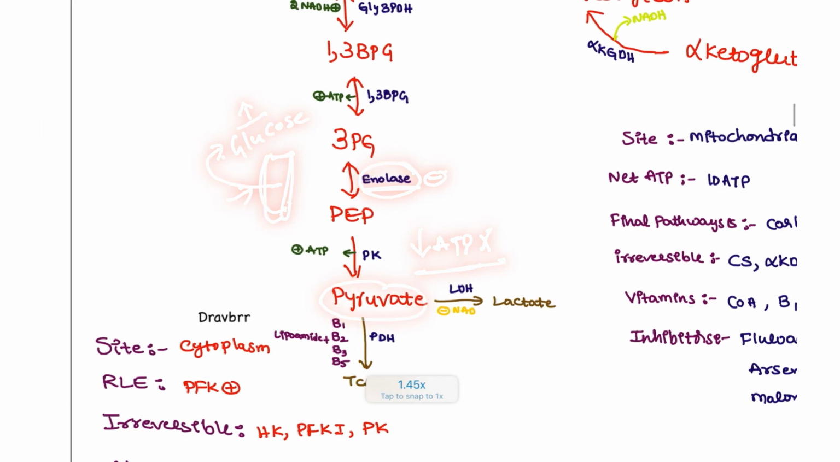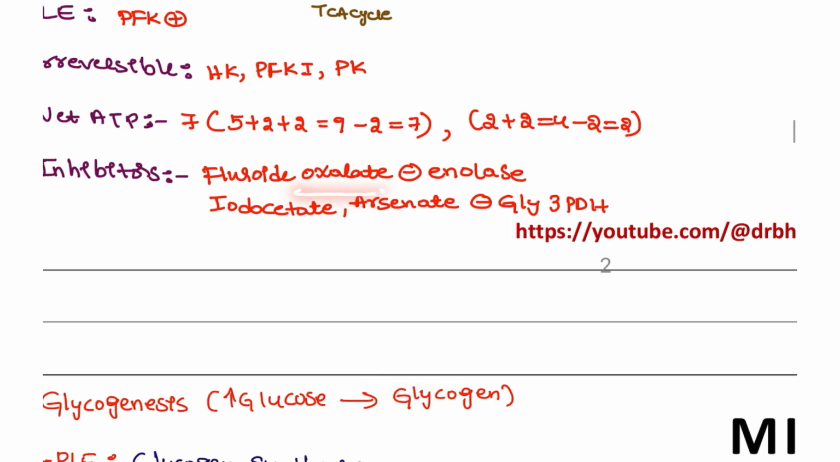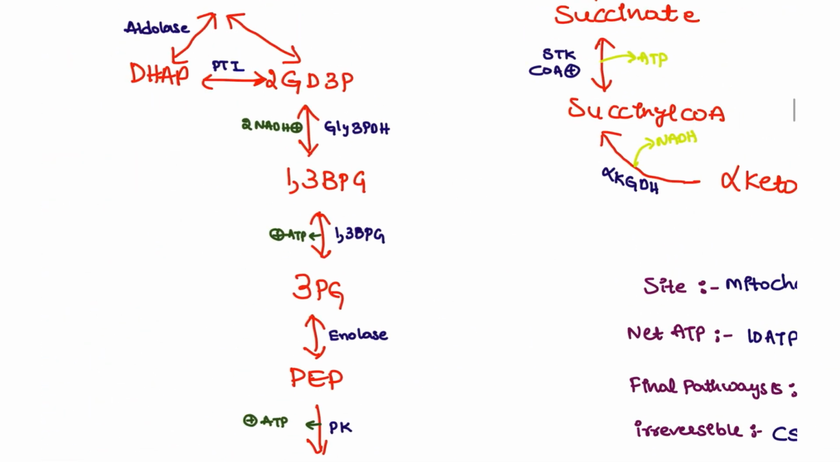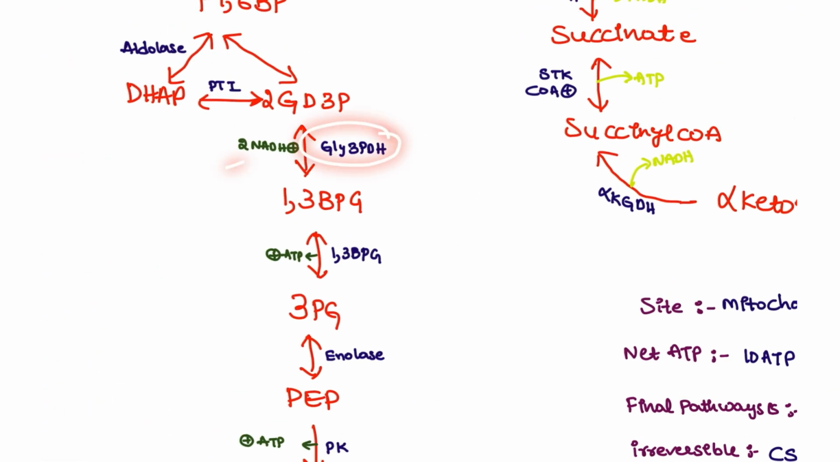Okay. So with the help of fluoride oxalate in the gray vacutainer, and iodoacetate and arsenate, these are the poisons that are going to inhibit glyceraldehyde 3-phosphate dehydrogenase. Here you are going to inhibit it, and the entire cycle will be stopped.